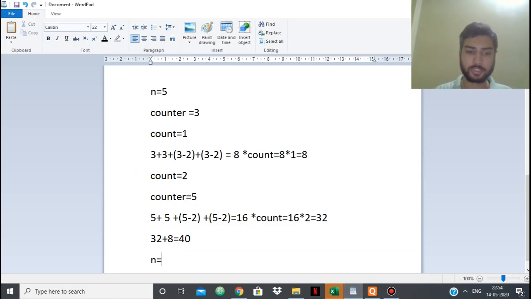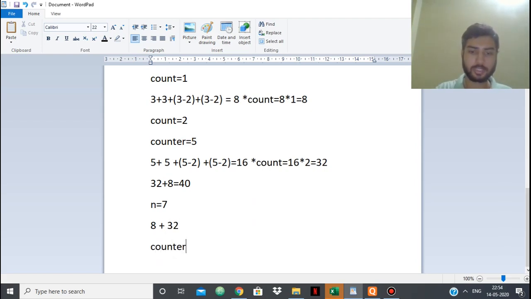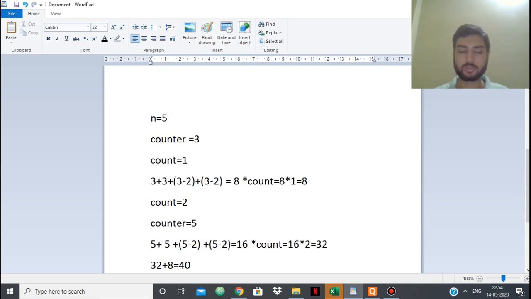Now suppose n was 7. So 8 will be the same, plus 32 will be the same. So when counter becomes 7, the number of cells in that layer will be 7 plus 7 plus 7 minus 2 plus 7 minus 2, and each of these cells will take 3 moves. So count is equal to 3. So it will be this into 3, and finally we'll add all of that to get our answer.